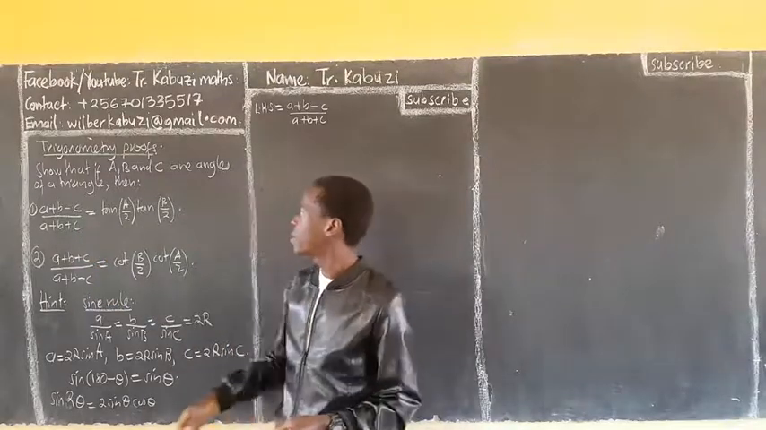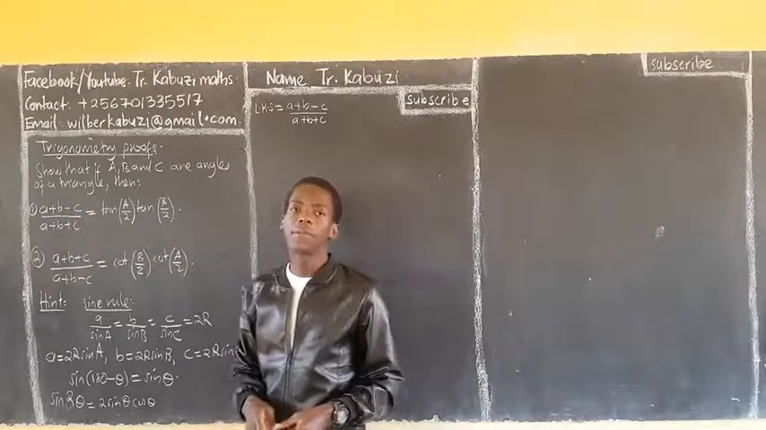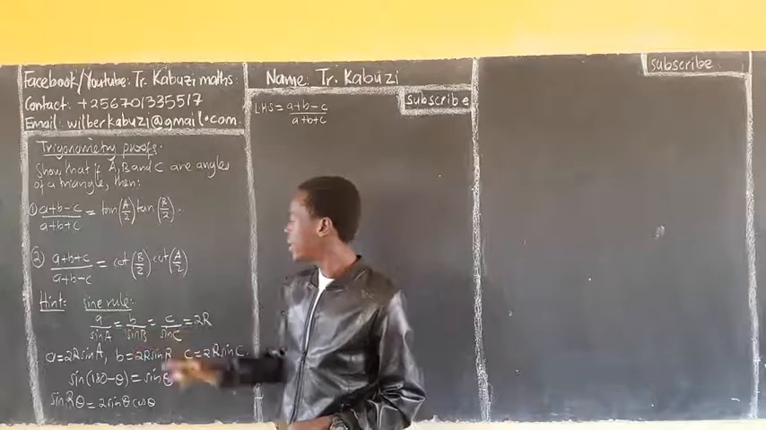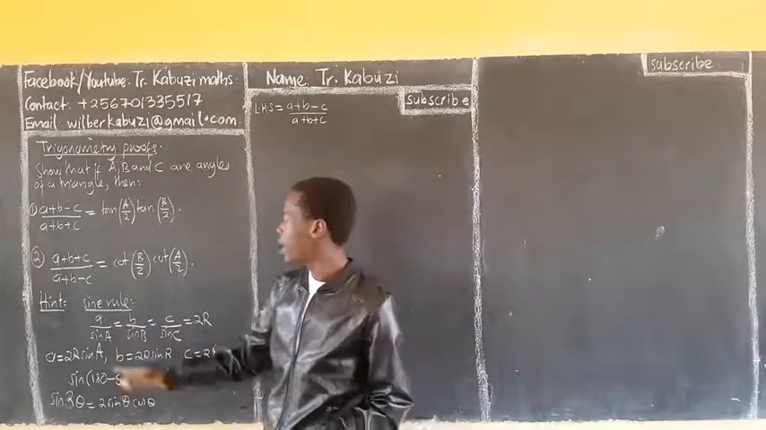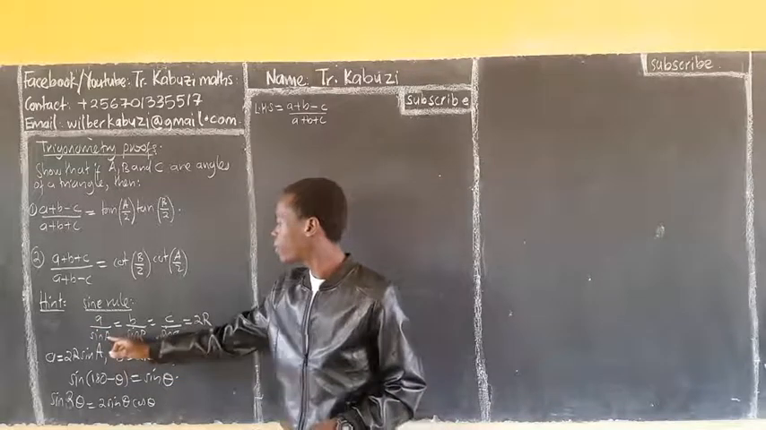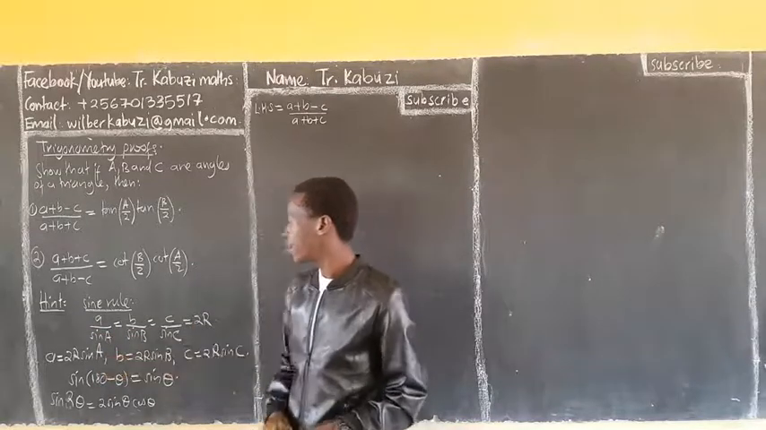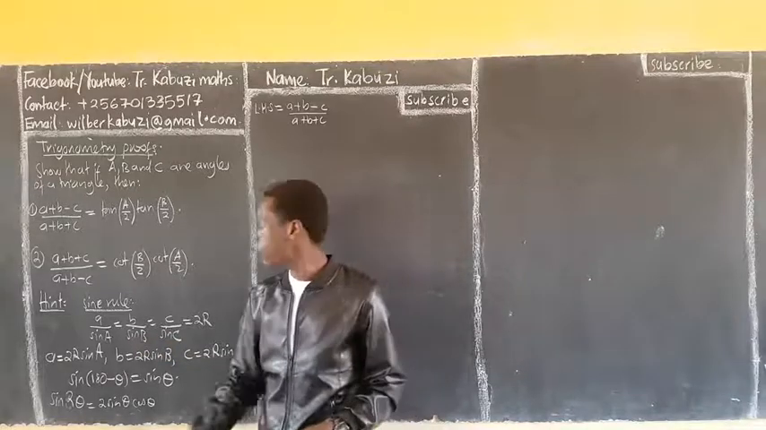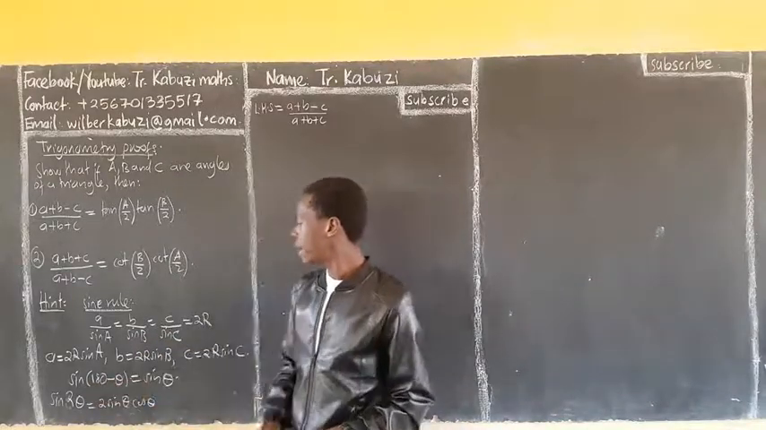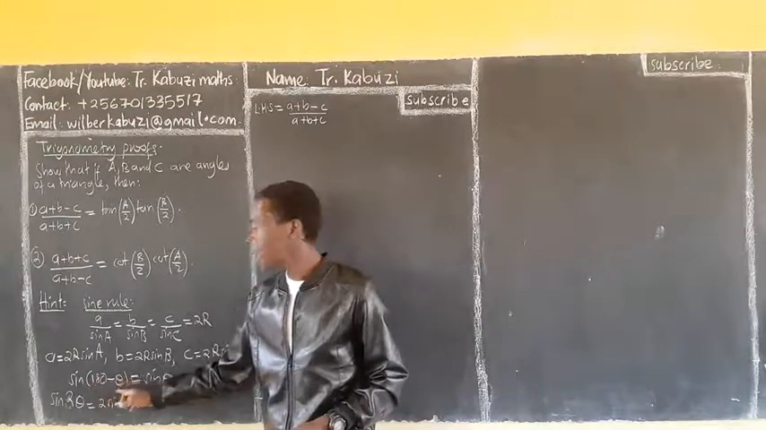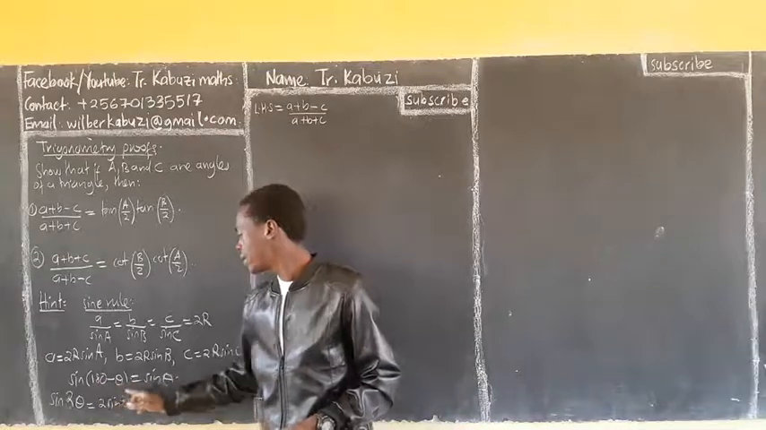Here, whenever we have small a, small b, small c, you think about the sine rule. The sine rule states like this: if I make a the subject, I get a over sine A, and when I multiply through, that's why we get this. Then b, the same thing, and c. We also know that sine of 180 minus theta is equal to sine of theta. So the sine of 180 minus any angle is equal to the sine of that angle.